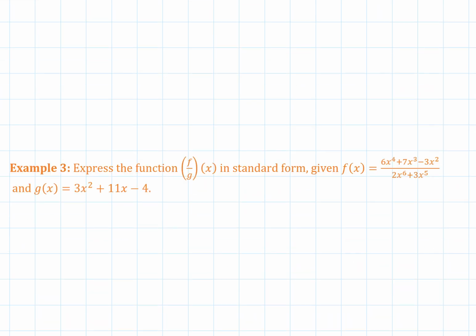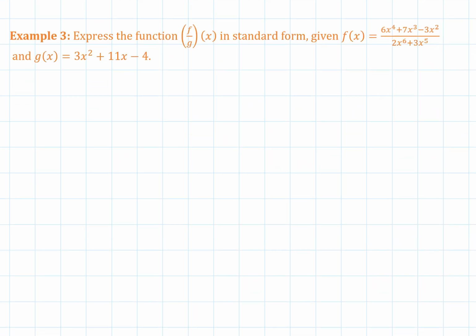Okay, let's take a look at one final example. Express the function f over g of x in standard form, not factored form this time, given these two functions. Okay, f over g of x, that means I'm just going to divide f by g.